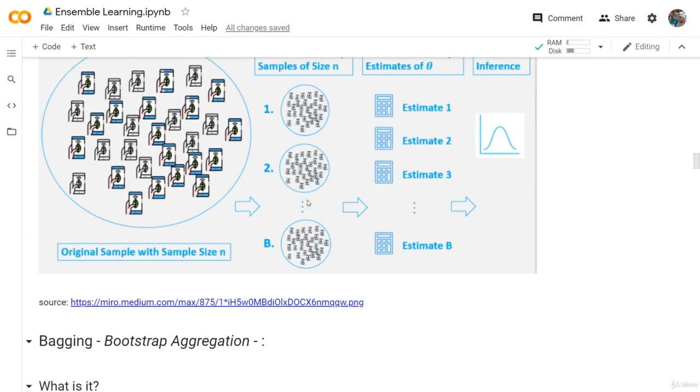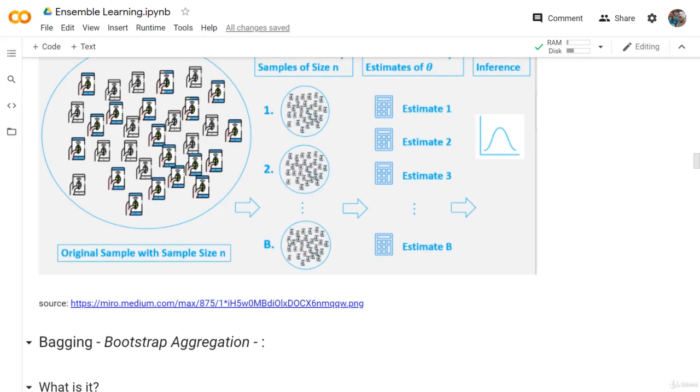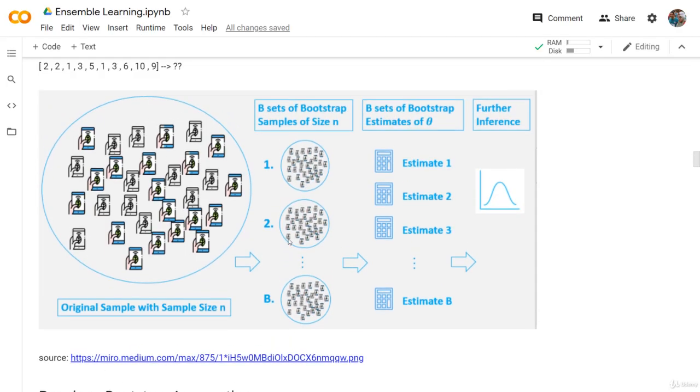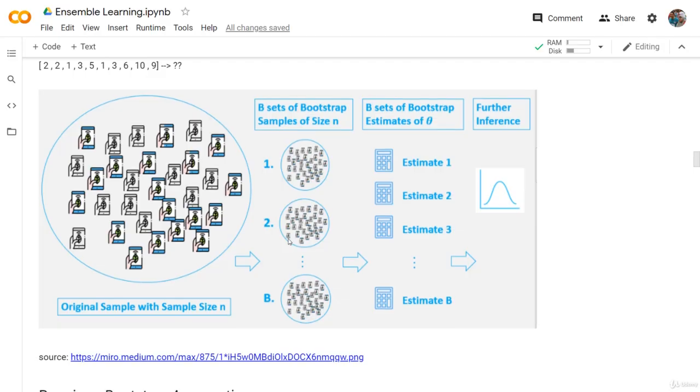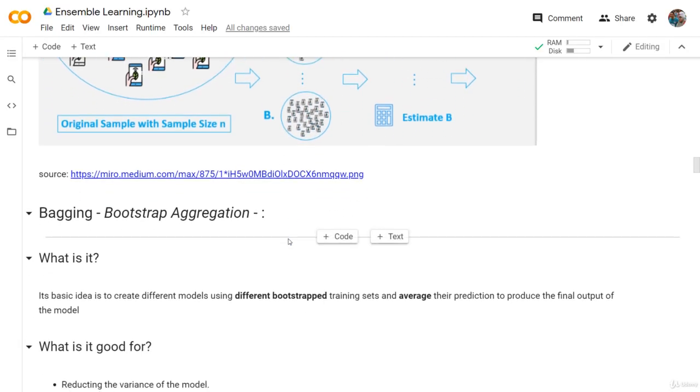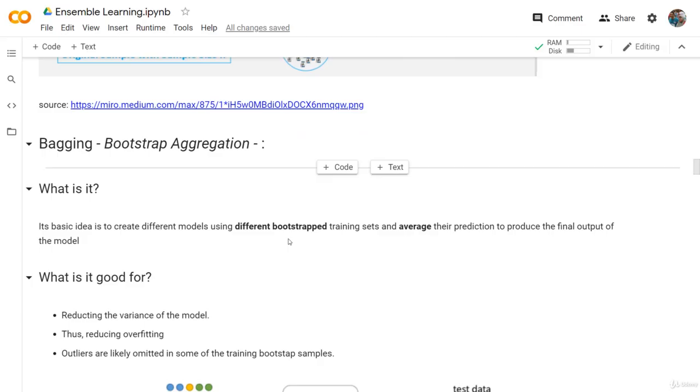So we will create B samples, right? We will create B datasets, and we do this sampling using bootstrapping. So we resample with replacement. Okay? So why is this actually good? It's good because it will reduce the variance of the model.